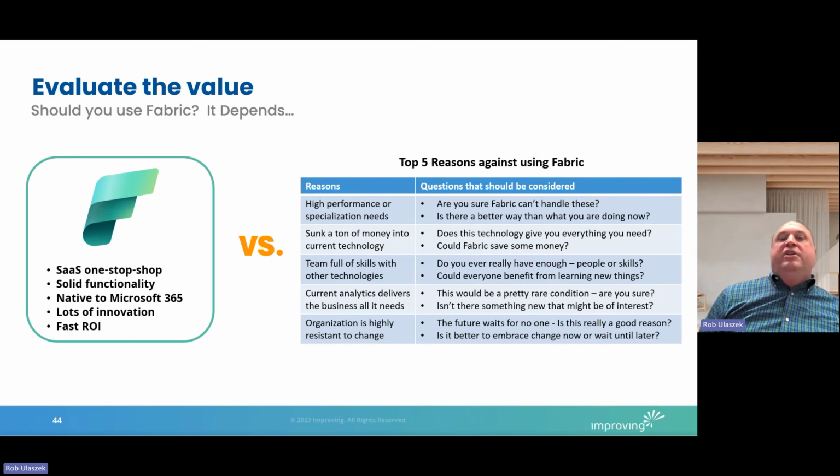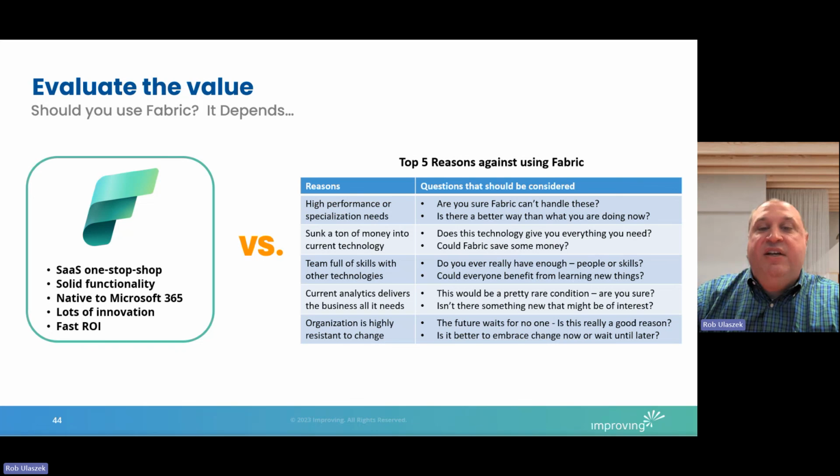So no two organizations are the same, so there's no simple answer. As always, it depends. The Fabric value proposition seems pretty compelling. SaaS one-stop shop is an easy entry point for most organizations and users. There's solid functionality, a convenience layer built over existing technologies. Doesn't do everything, but it does a lot. Native M365 integration is one of its distinguishing characteristics and very hard to beat. And then by design, Fabric fits in your digital workplace.